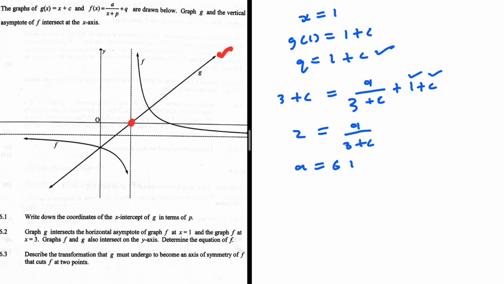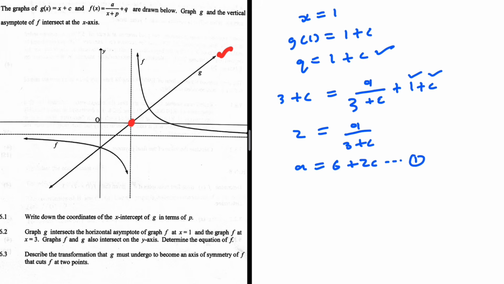a is equal to 6 plus 2c. This looks like an equation. Let me call it equation 1 so long. Right, so which piece of information have I used? The fact that they're equal to each other at x is equal to 3.